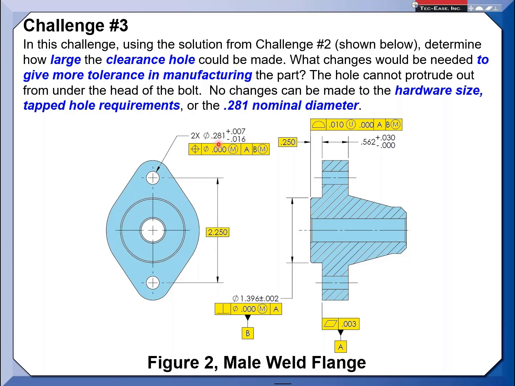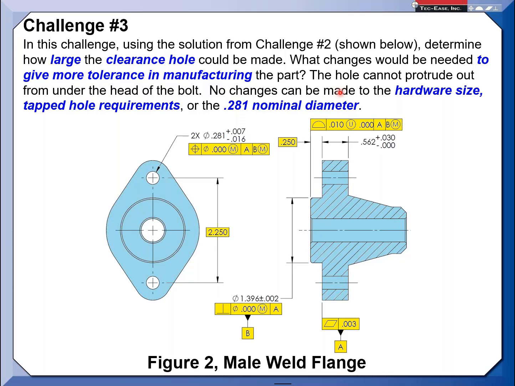So my question here is, if it's only a clamping force, why do we have to hold the hole so tight? The main thing in this joint is that the holes don't interfere with the bolt going in the hole, and the bolt's going to just be a clamping force. So do they really have to be tightly toleranced? That's my question here. What changes would be needed to give more tolerance in manufacturing to the parts? In other words, how big can the hole really be?